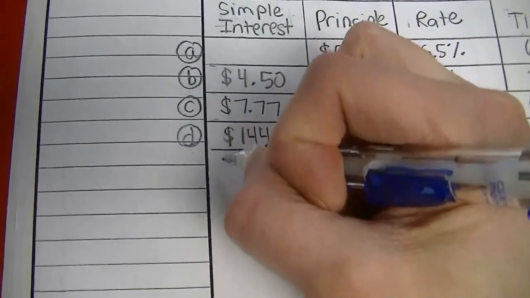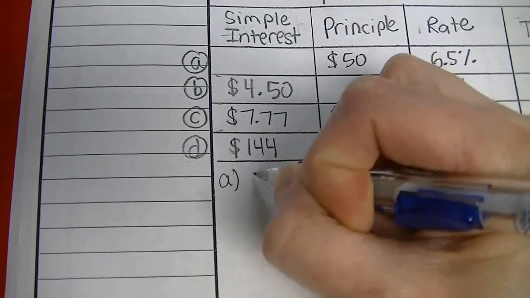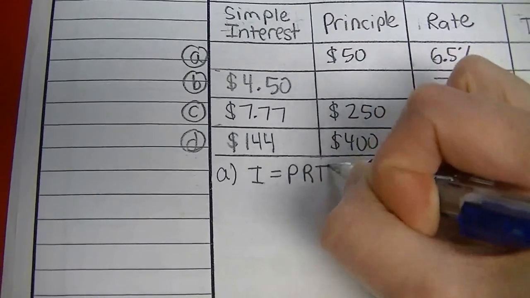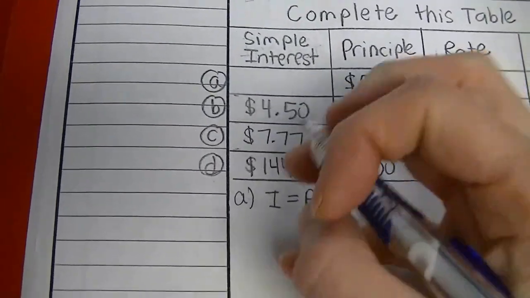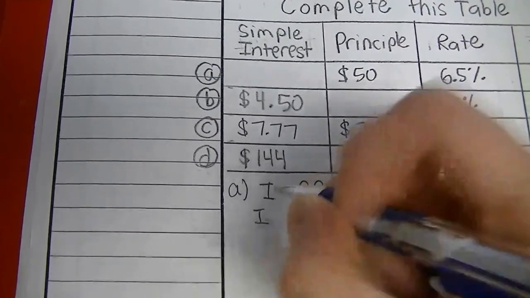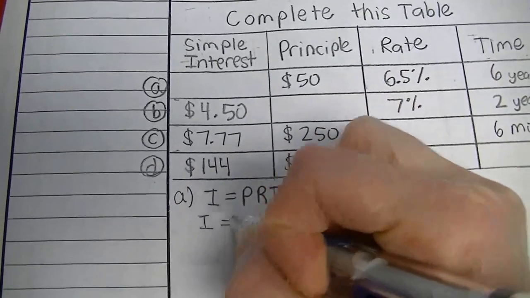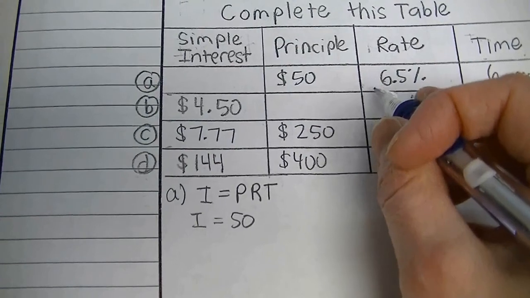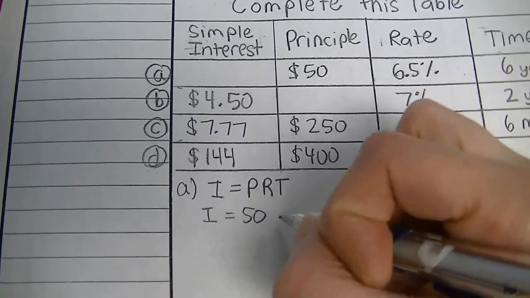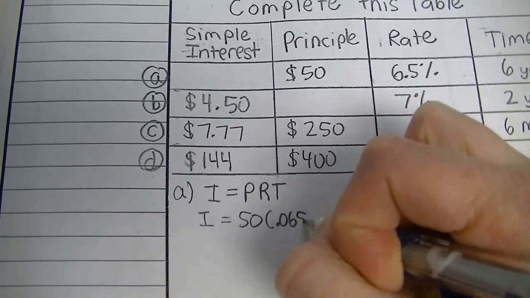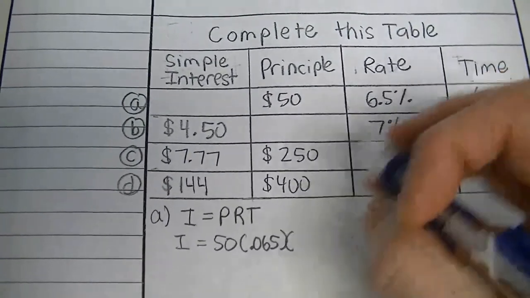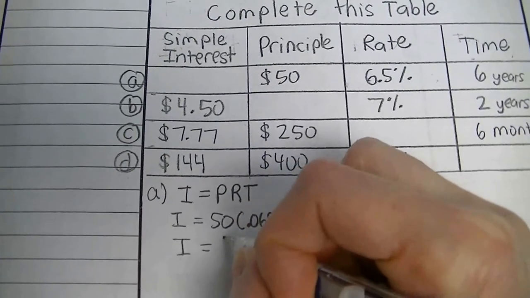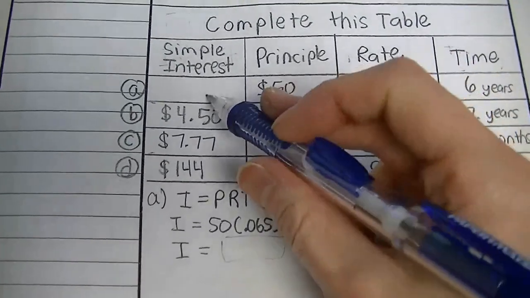So let's see, for letter A, I'm going to start off by writing out the formula. I'm going to write it out every single time. So I don't know the simple interest, so I'm going to keep it as I. Do we know the principal? Yep, it's 50. And then the rate you got to write it as a decimal. So 0.065, 65 thousandths, times the time of 6 years. Okay? Go ahead and figure that out. Once you figure that out, write it right there.